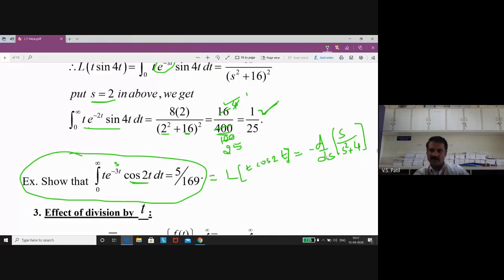Now you differentiate this. If you differentiate and simplify this, you will get the answer for the integral from 0 to infinity of e to the power minus st into cos 2t dt. But we don't want that answer. We want it when s is equal to 3. In that answer, wherever s is there, please put s equal to 3. Check. Definitely, you will get this answer. Will you check that?